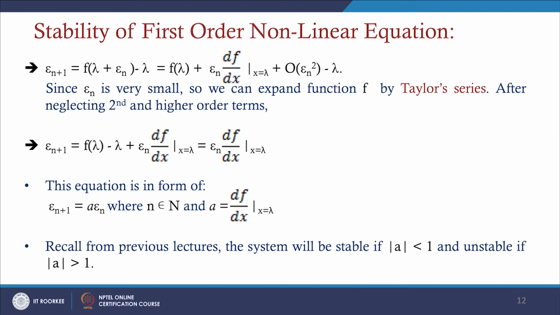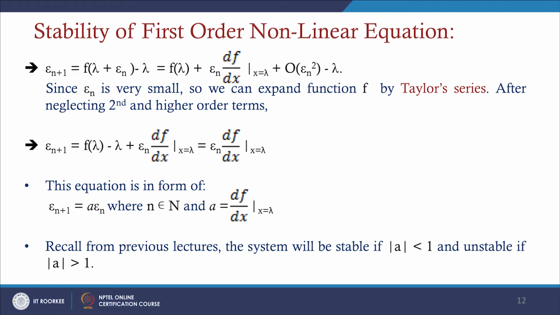So we can expand it as f of lambda plus epsilon_n f dash of lambda, plus epsilon_n square by factorial 2 times f double dash of lambda, and so on. The higher order terms involve epsilon_n square. Since epsilon_n is very small, we can expand the function f by Taylor series.